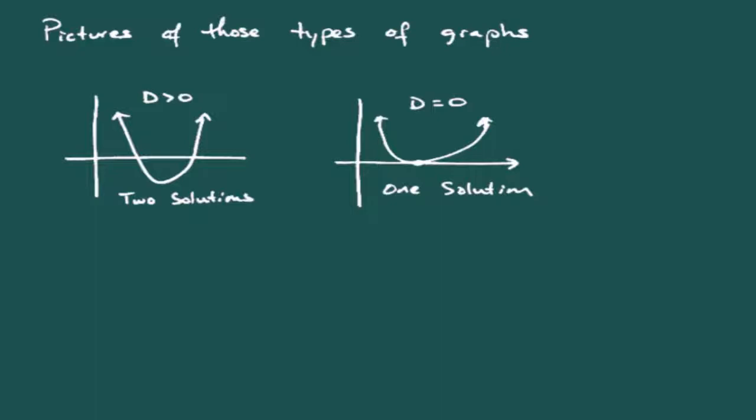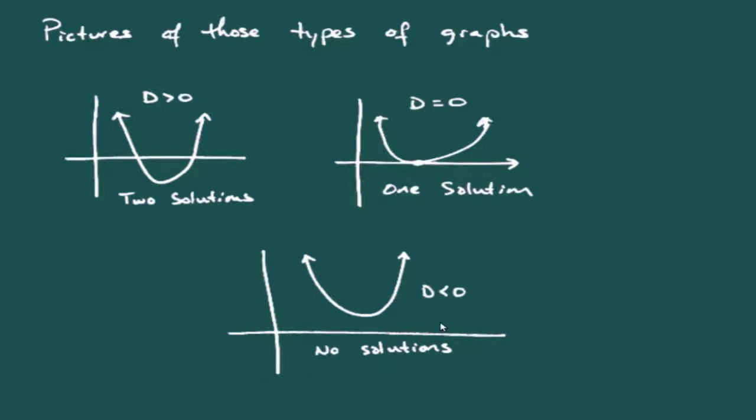And then in the case when our discriminant is negative, we have no real solutions. That's going to be the case whenever our parabola opens away from the x-axis and is above the x-axis. So if the whole thing is just above the x-axis, we never cross, and so our discriminant is going to be negative at that point.